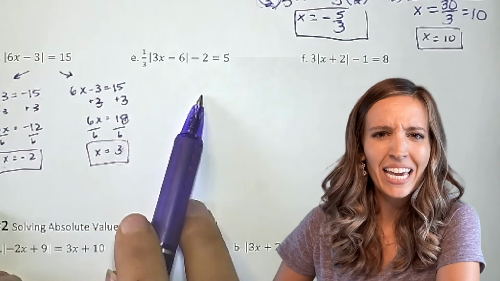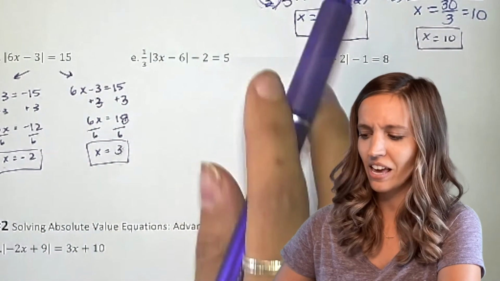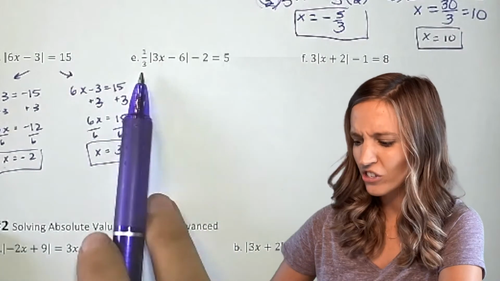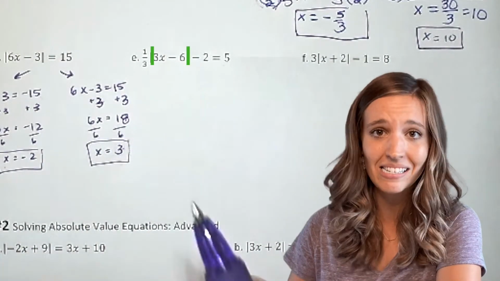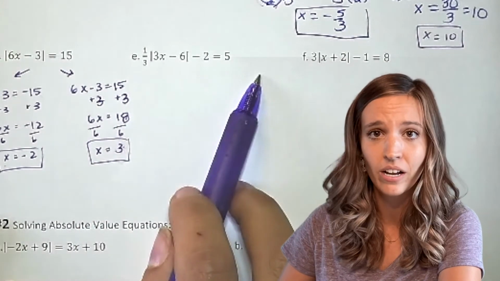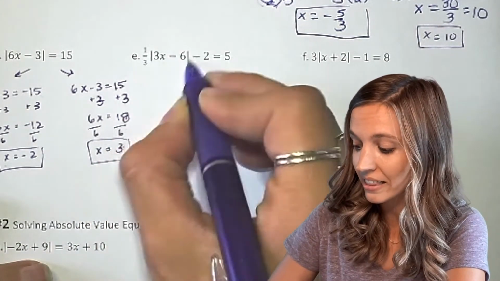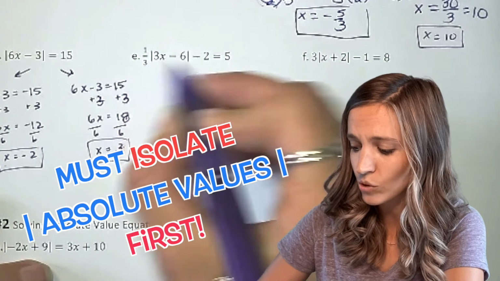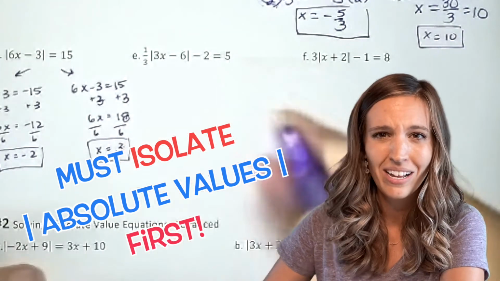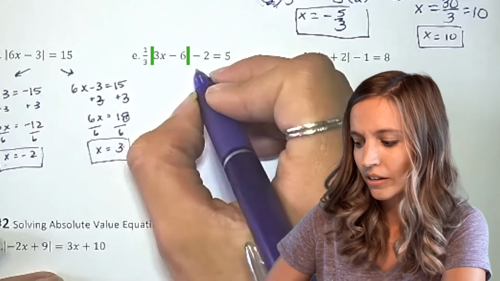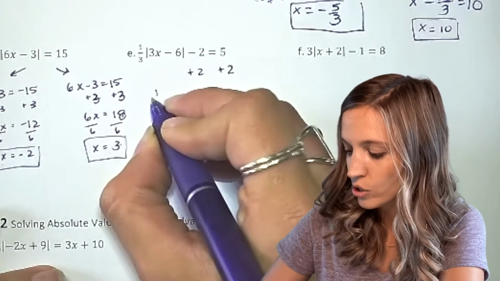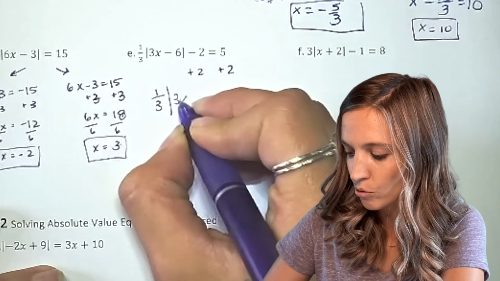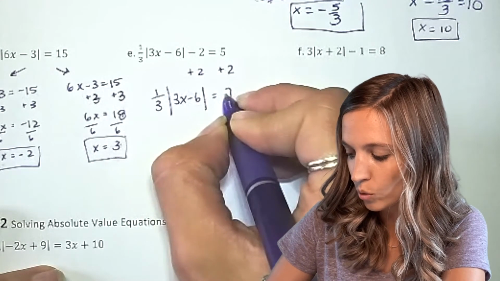As I look over at E, what do you notice is different about E compared to the other ones we've done so far? Yeah, there are these extra things hanging outside the absolute value bars. So my absolute value is not isolated, so I don't know how to break up my equation. So what I need to do first here is isolate this absolute value. So I need to get rid of this 1/3 and get rid of this -2. Now think about it. Which one am I going to do first? That -2. I'm going to add 2 to the other side, working PEMDAS in reverse. So I've got my 1/3 absolute value 3x minus 6 equals 7.